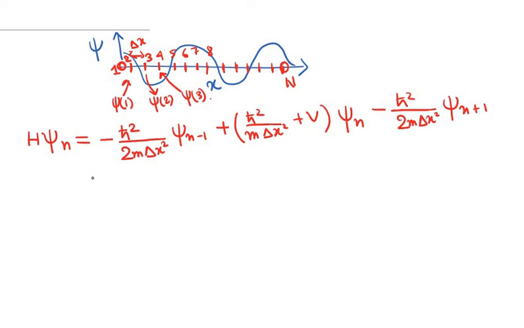So we call this term minus h cut square by 2m delta x square as t0.